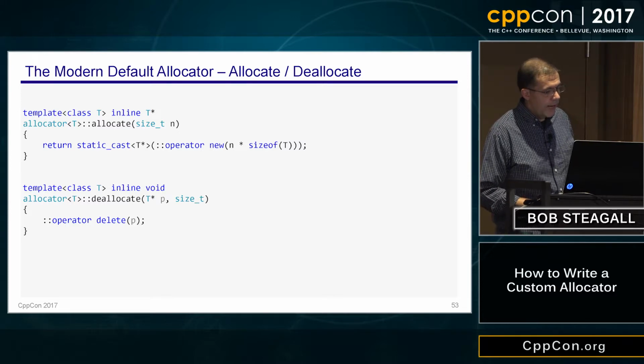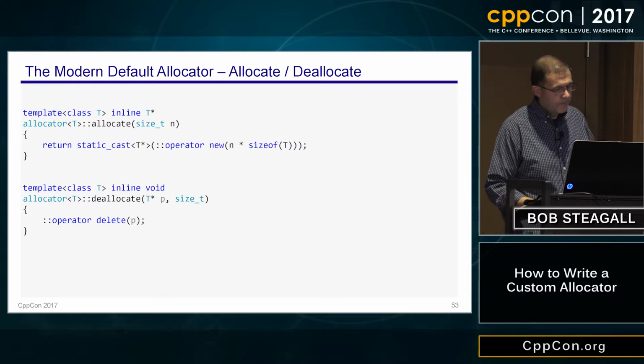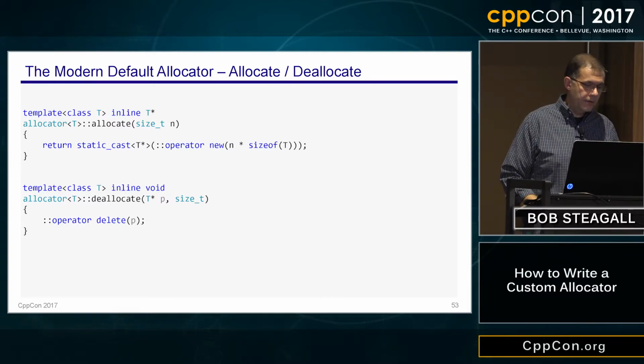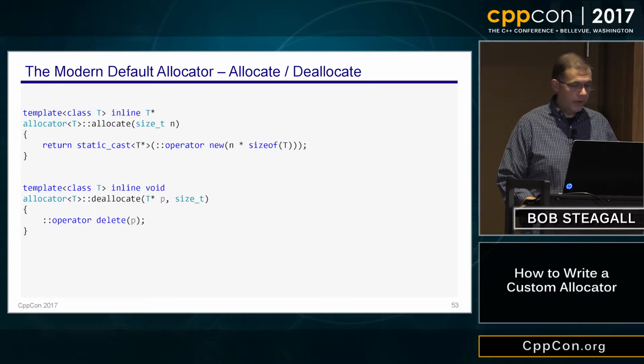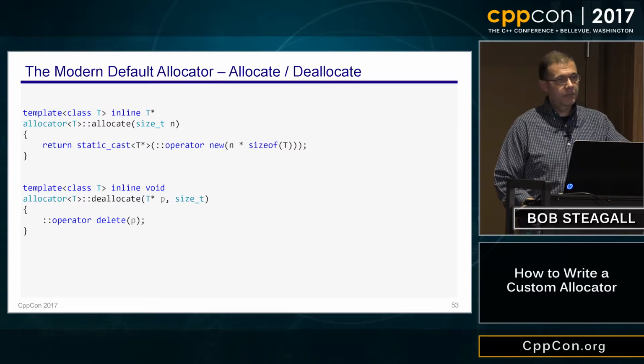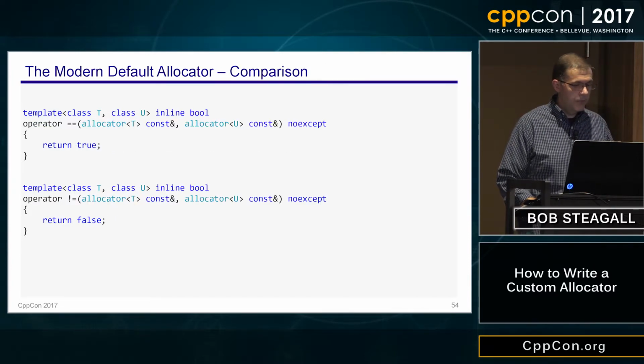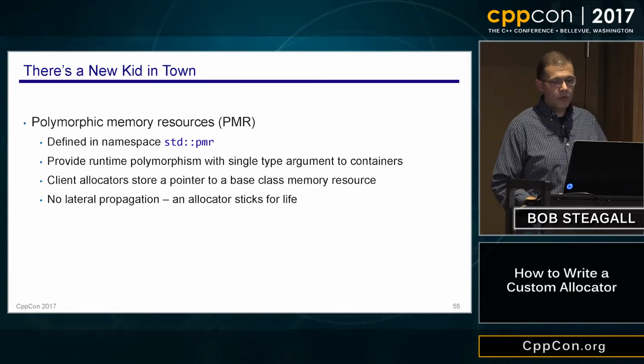Likewise, with the old school allocator, the implementation is quite straightforward. Allocate calls global operator new, deallocate calls global operator delete. You notice I don't have construct and destroy functions because those are provided by allocator traits. Likewise, the equals and not equals comparison operators return true and false respectively, indicating that all instances of this type always compare equal. But that's not the whole story.